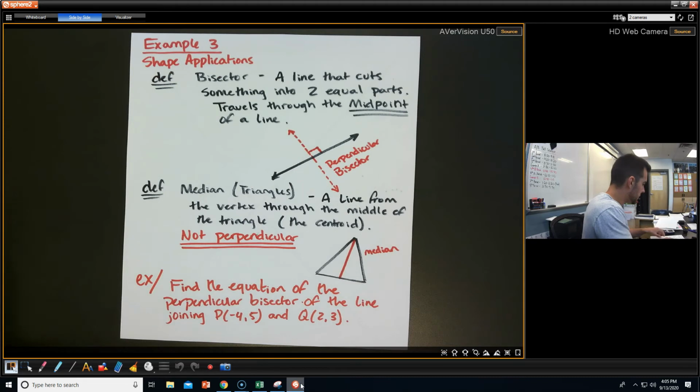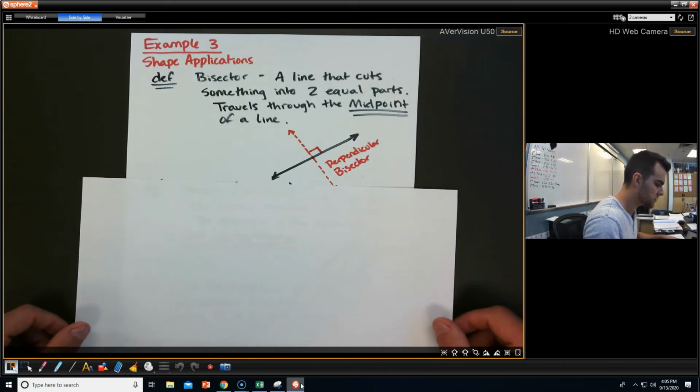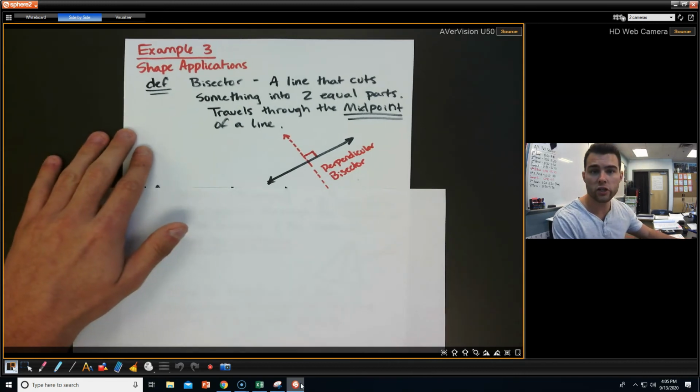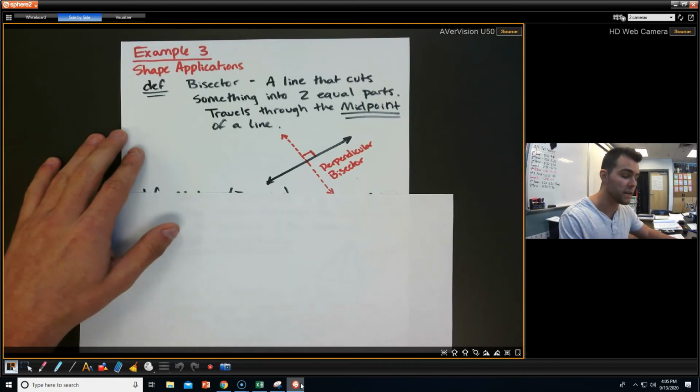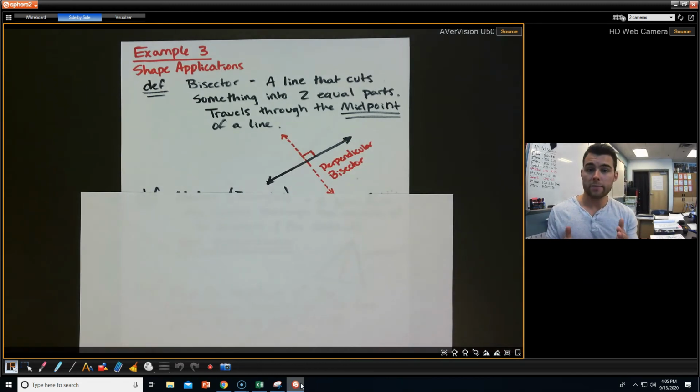Okay. And we're almost done. Here are some shape applications. There are 2 definitions we needed to hit on earlier. So this first one is a bisector. It might ask you, find the equation of the perpendicular bisector, and you're like, I don't know what that is. A bisector is just a line that cuts something into 2 parts.